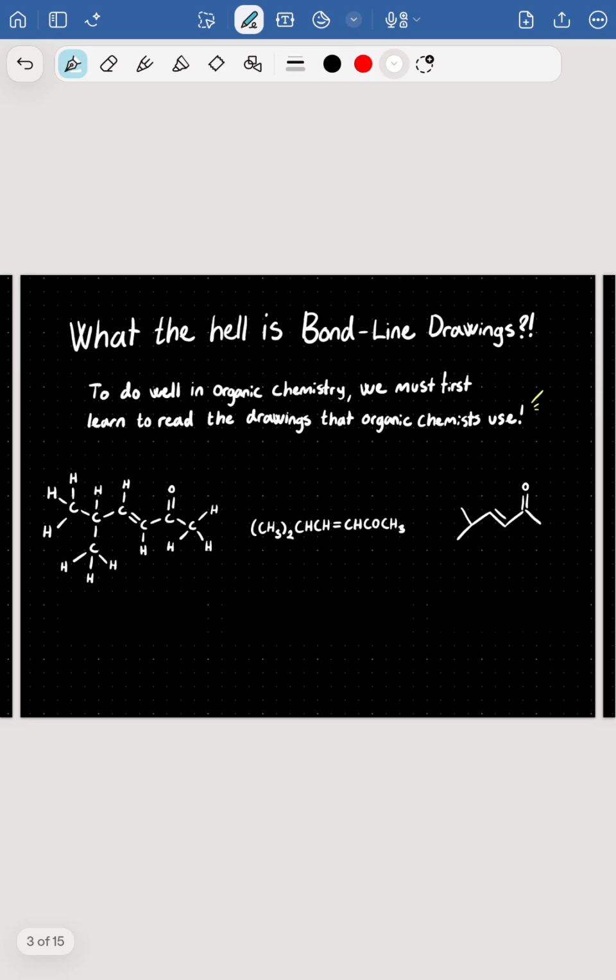Because reactions, mechanisms, and predictions are all based on these drawings. This is basically the language of organic chemistry. So if you can't read them, organic chemistry quickly turns into chaos. Reactions stop making sense, mechanisms look straight up cursed, and even the easy stuff feels more like Mission Impossible, except Tom Cruise isn't here to save you. But don't worry, we're about to fix that.